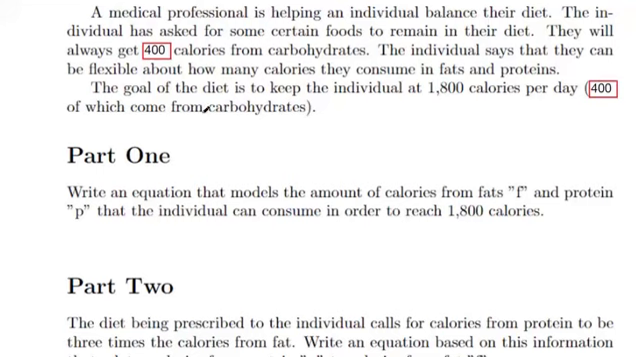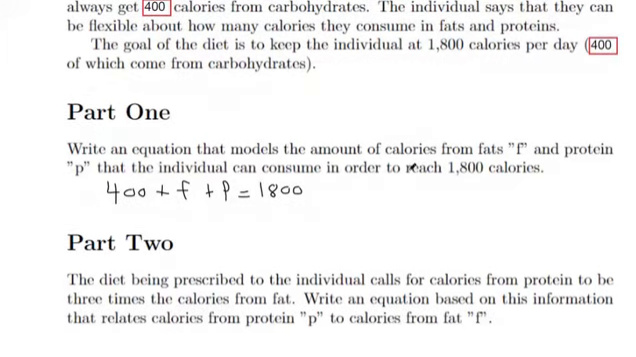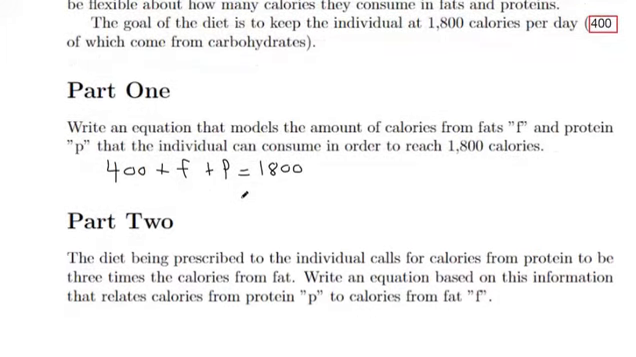Okay, so you probably had a chance to read through the applied problem. Part 1 says, write an equation that models the amount of fat and protein that the individual consumes in order to reach 1,800 calories. They said the only other type of energy source, carbohydrates, is 400 calories. So we've got 400 calories from carbohydrates. Oops. We don't know how many calories from fat. We don't know how many calories for protein, but we know if we add them all together, it's 1,800 calories. So that's all we have to do for part 1. That's an equation that represents the amount of fat and protein to get us to that goal.